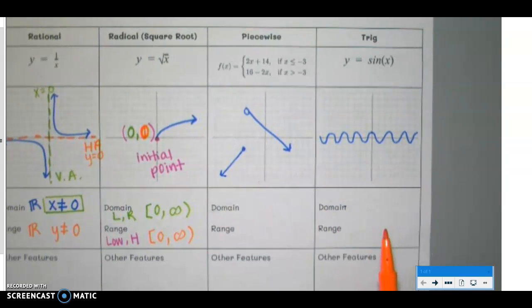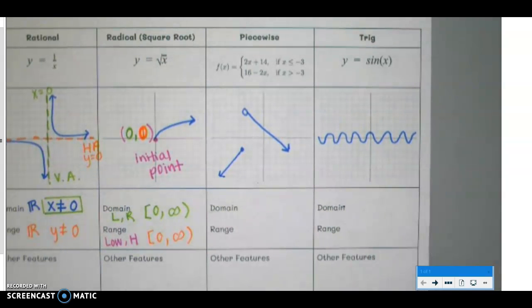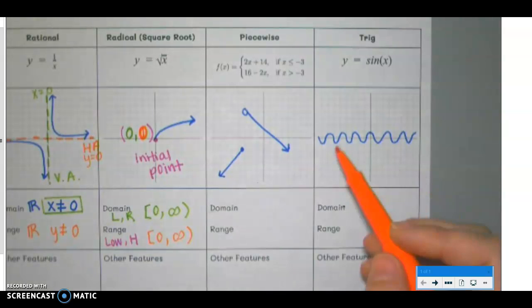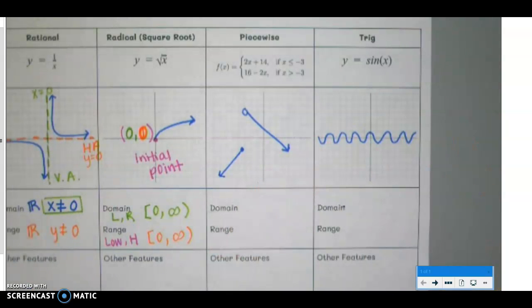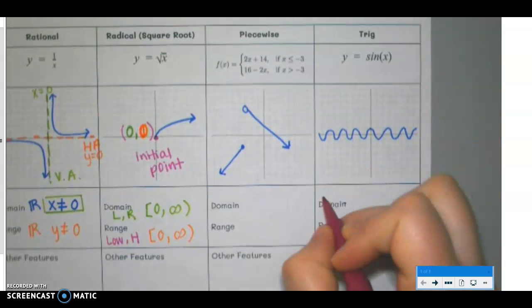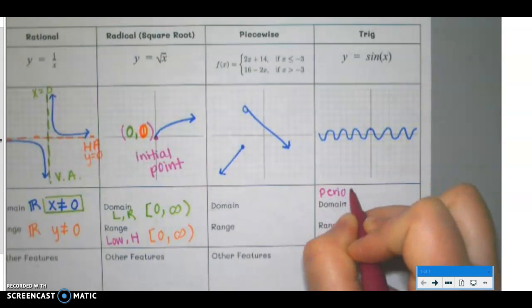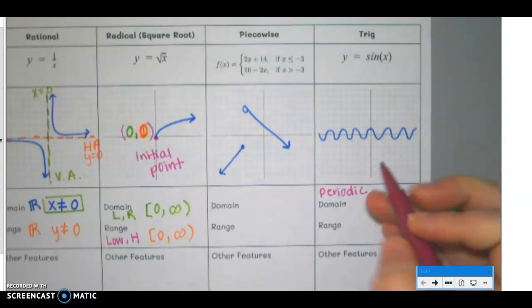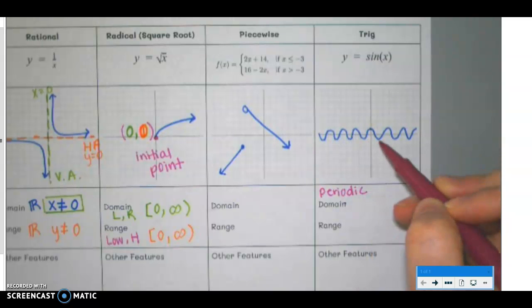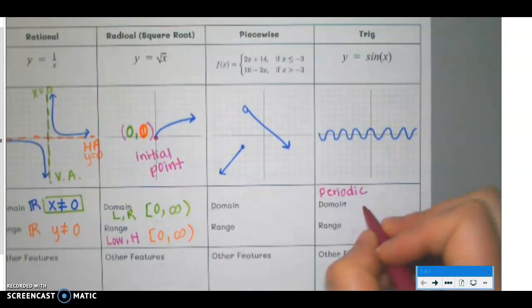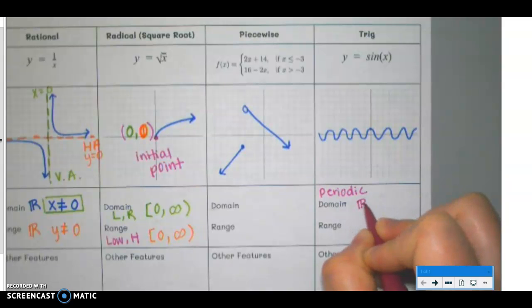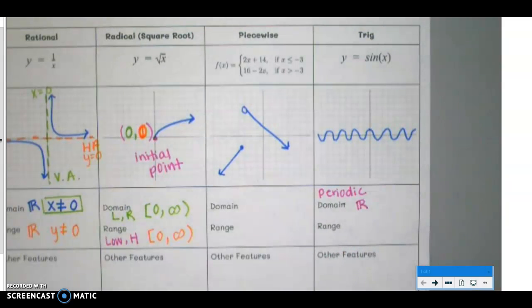All right, the trig functions that we're going to focus on are sine and cosine. So they have this wavy pattern. These are called periodic functions. Periodic functions means it's going to continue that wavelength pattern forever and ever. So the domain is all real numbers because even though we technically don't have an arrow going to the left, that wavelength pattern will continue to the left and will continue to the right.